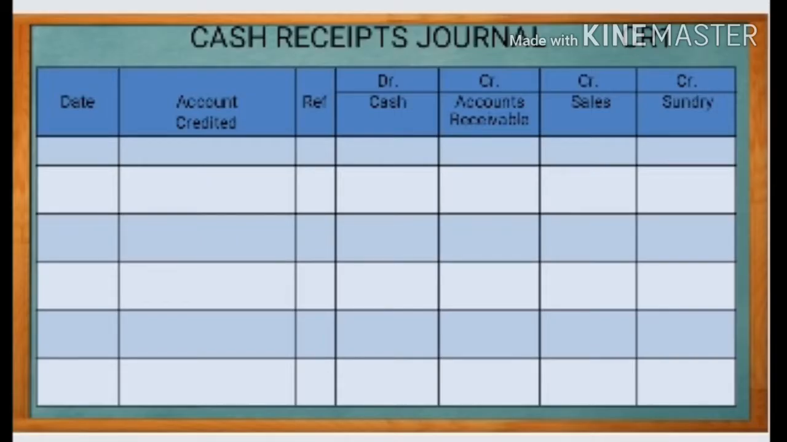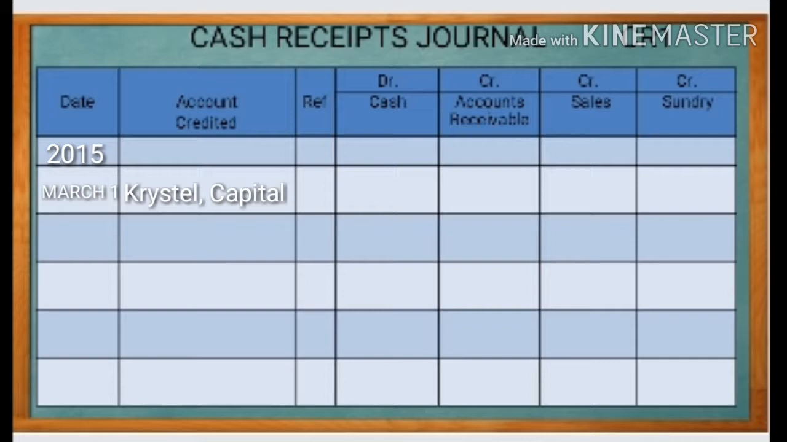Next is the cash receipt journal. The date of the transaction is entered in the date column. A brief explanation of the transaction is entered in the description column. Again, the column titled Ref stands for reference, which is left blank when the journal entry is made. This column is used later when the journal entries are transferred to the ledger accounts.